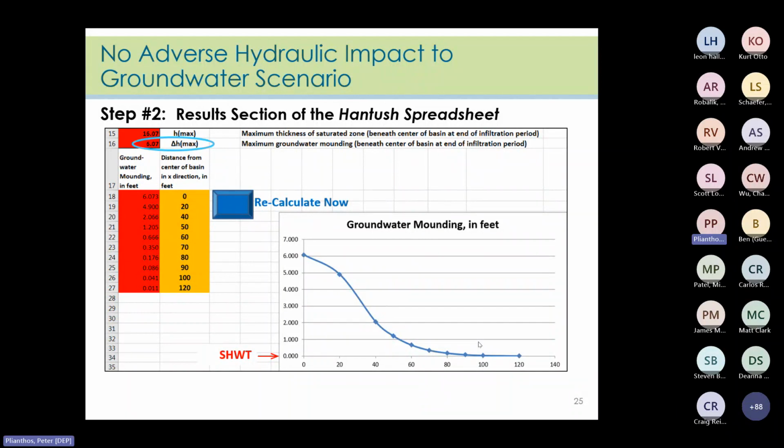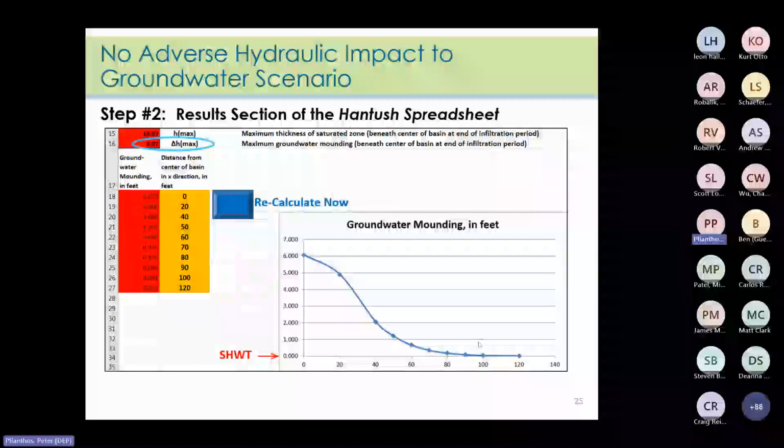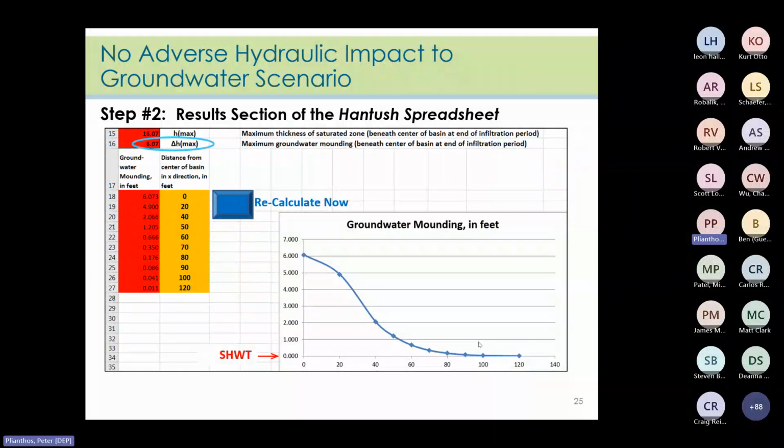With the inputs entered, I clicked the dark blue Recalculate Now button and took this screenshot after the macro finished plotting the blue curve. The results show in the red cell in row 16 the maximum height of groundwater mounding, represented by the variable delta H max, equals 6.07 feet, which I have circled in light blue. And this is what will occur at the end of the duration of infiltration period.